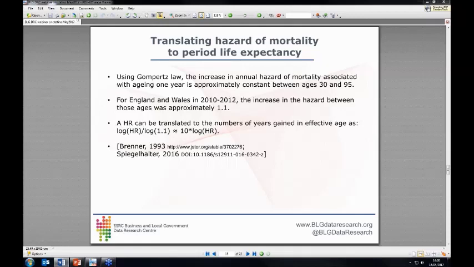Using the UK life tables of 2010 to 12, the number of years lost or gained in effective age can be translated into the average period expectation of life at the effective age. Variables that are associated with an increased hazard of mortality translate into a higher effective age and therefore a lower period expectation of life. In contrast, variables that are associated with a decreased hazard of mortality translate to a lower effective age and therefore a higher period expectation of life.